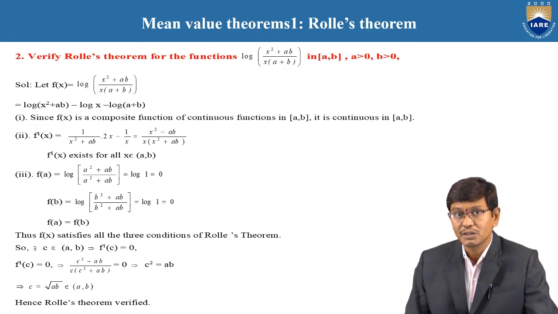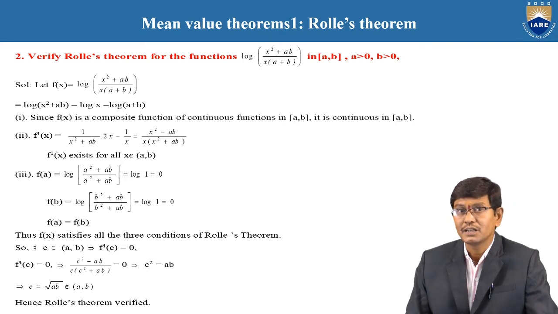Next, differentiability. According to the derivative of log, f dash of x is 1 by x square plus ab, times the derivative of x square plus ab, which is 2x. Therefore, 2x by x square plus ab, and the second term is log x, whose derivative is 1 by x. By solving, we clearly obtain x square minus ab by x into x square plus ab. Here the derivative exists in the interval a comma b. And one more thing, whether f of a is equal to f of b or not. While checking this, f of a is obtained by replacing x with a.